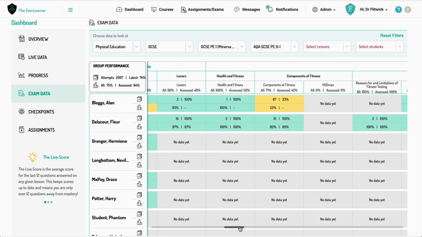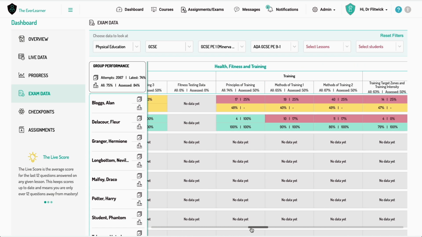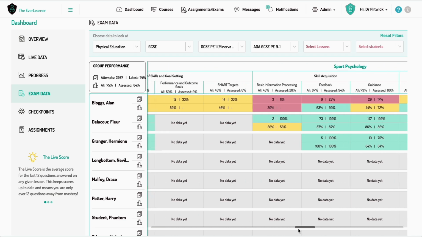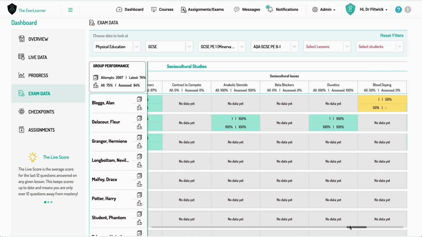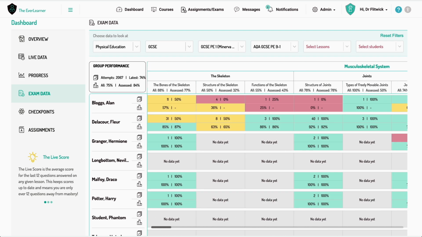and where students, or the majority of students, for example here, haven't answered any questions on VO2 max. Scrolling along again, fitness test data, and then scrolling right along, and we can start to see social cultural influences. They've done very few exam questions on this. So immediately I know this is an area I need to be targeting when setting my exam questions for my class. We can look at that in a whole class, but we can also start to look at it as a student's perspective as well.